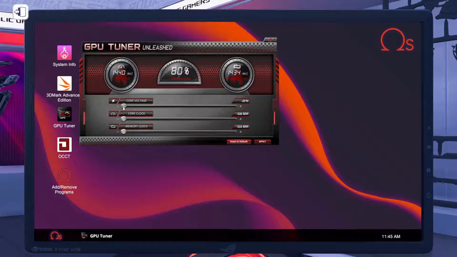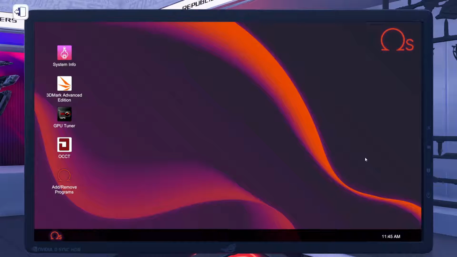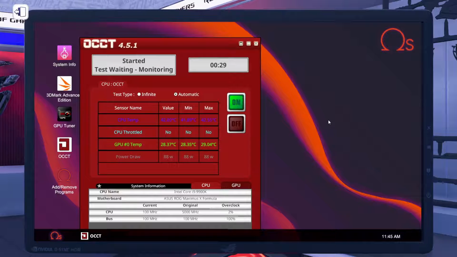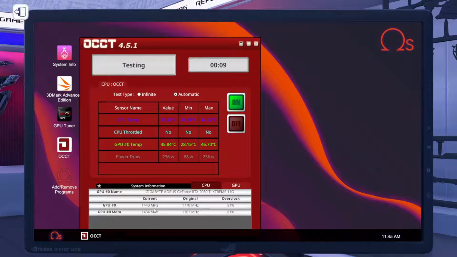Right. So GPU tuner. Let's put this all the way back up to 100%. We'll leave it there because we know that's stable. We'll just quickly run OCCT to make sure it is stable and doesn't blue screen on us. Again, it shouldn't, so long as the temperature doesn't go above 100 degrees and the power draw doesn't go above the 850 watts the PC can handle. God, look at that. CPU 100 megahertz, GPU 140. It used to be 1770 and then it's gone to 1440. Oh Christ, this is going to be some 3D Mark score.